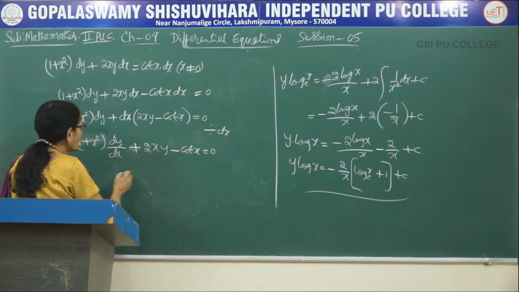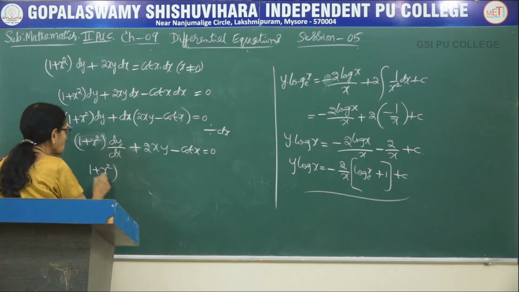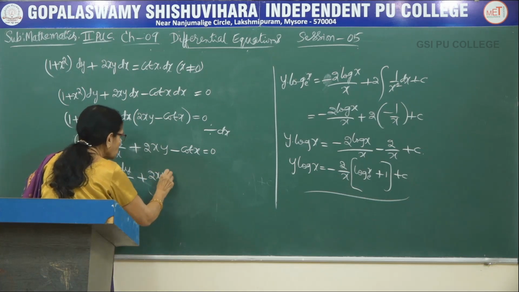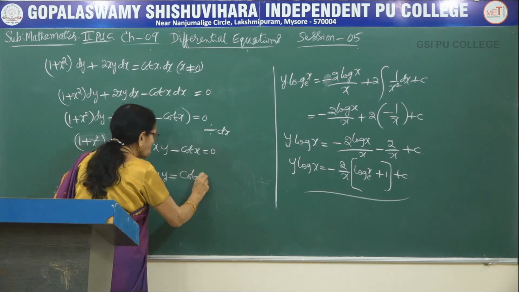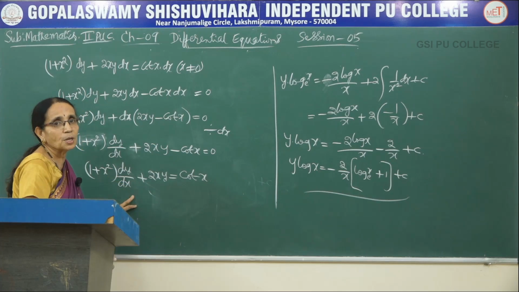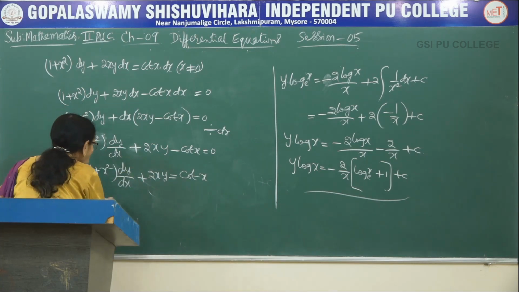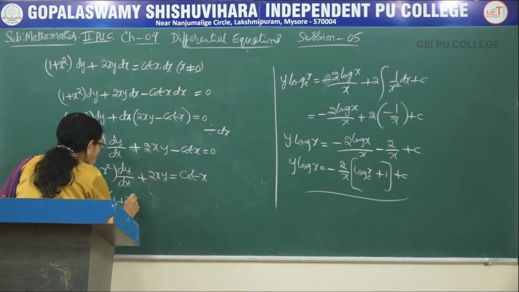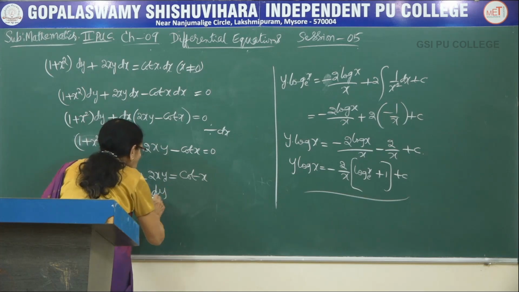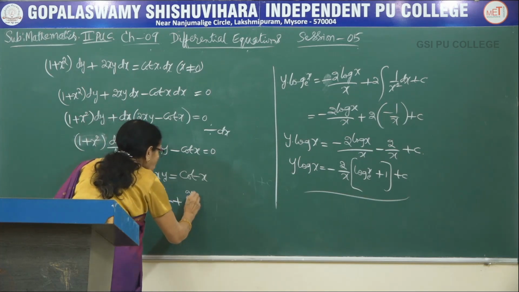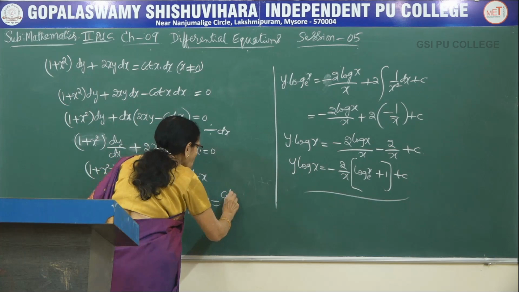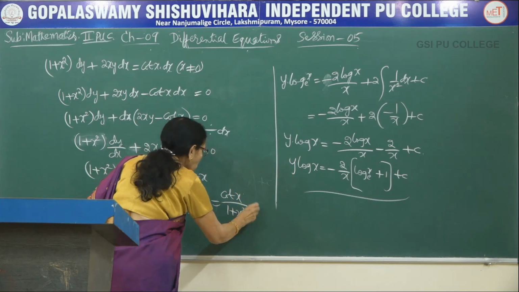Now first step is take cot x to the right hand side. It is (1 plus x square) dy by dx plus 2xy, that is equal to cot x. Even now it is not in the standard form because we should have the coefficient of dy by dx to be unity. Therefore divide by 1 plus x square. When you divide by 1 plus x square here, this would become dy by dx plus 2x divided by (1 plus x square) into y, that is equal to cot x divided by (1 plus x square).